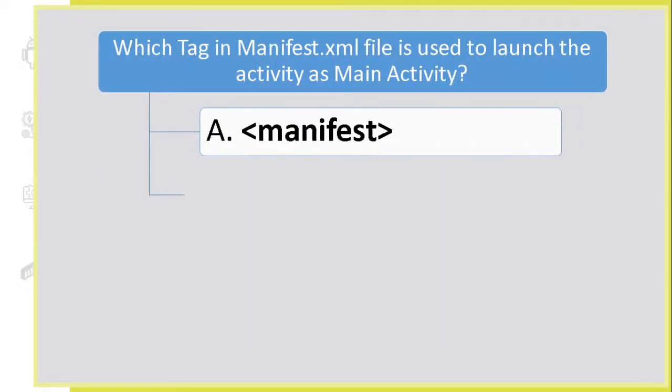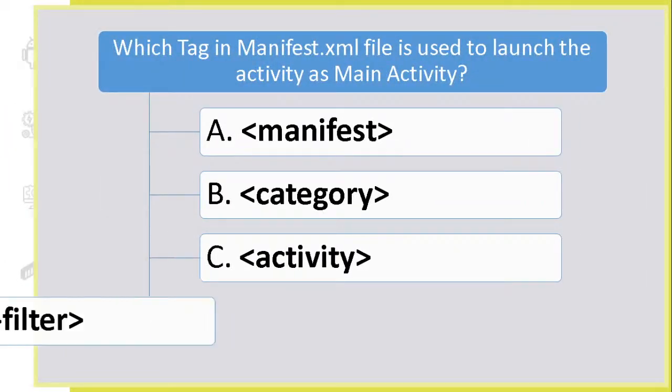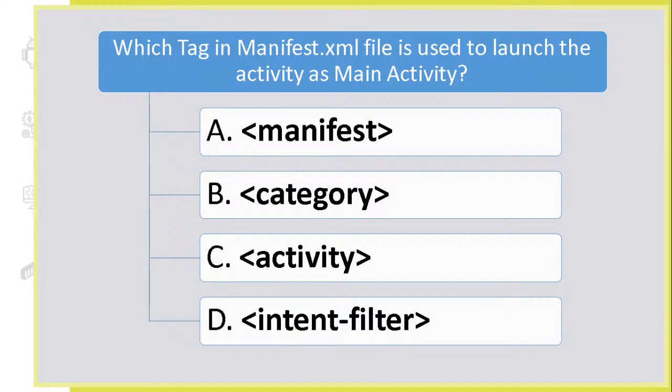So yes, which tag in our manifest file will launch our activity as the main activity? I have already mentioned which tag will be used to put our activity as a launcher activity. Whenever we want to put an activity in launch mode, we can use this tag within an activity to put it as our launch mode activity. So can anyone give me the answer?